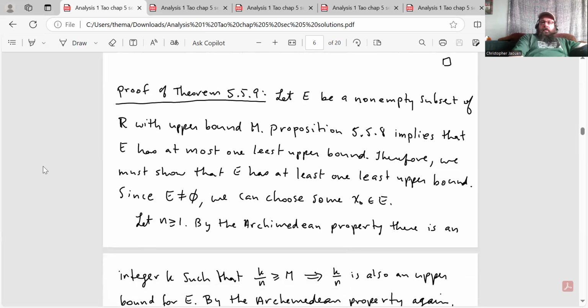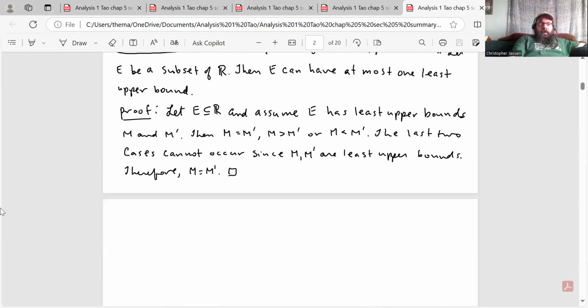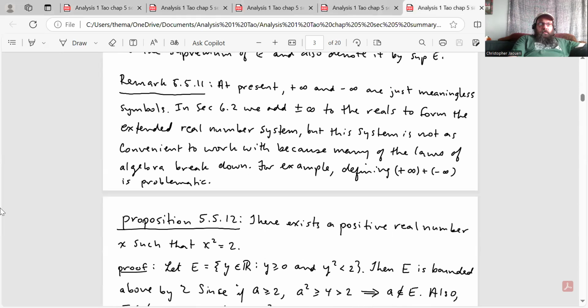And now, like I said, this is a pretty long and involved proof, so I'll go through it kind of slowly, and I'll refer back to all the things that he refers to as we go along. So here's the proof of theorem 5.5.9. Let me just remind you of what the theorem is, because it's been a week or so since I posted my summary for section 5.5.